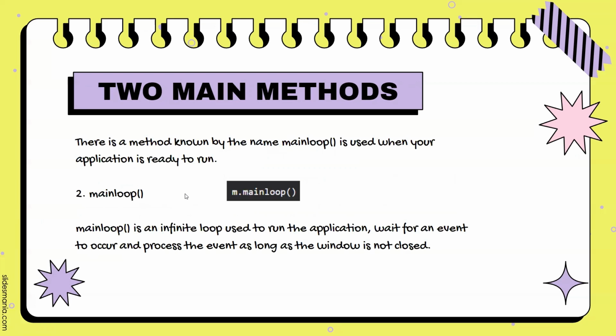The next one is a method known by the name of mainloop, and it is used when your application is ready to run. So usually mainloop will be at the very end of your code. It's one of the last things in your code. mainloop is an infinite loop used to run the application, wait for an event to occur, and process the event as long as the window is not closed. So basically, it's just an infinite loop. So you always want mainloop to be at the very end of your code.